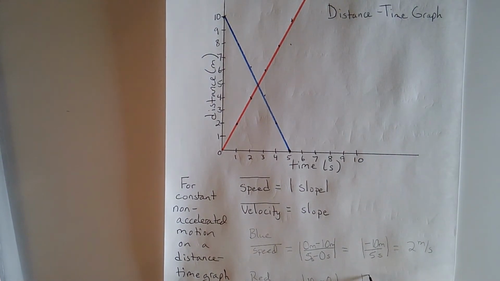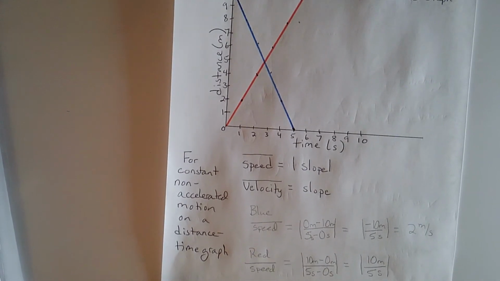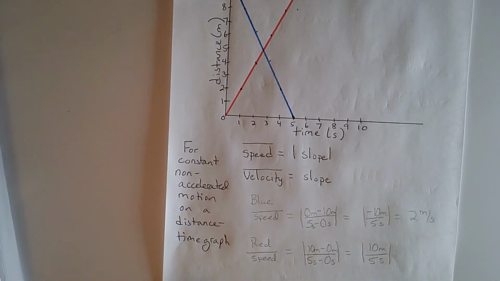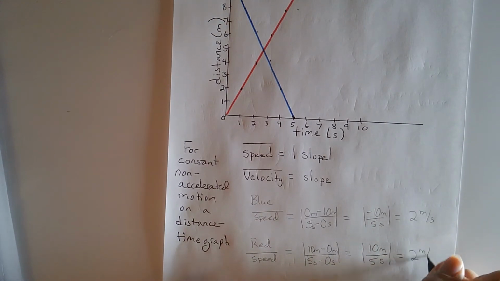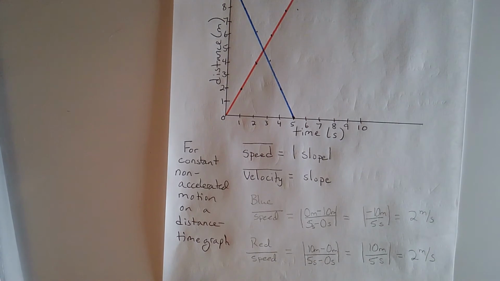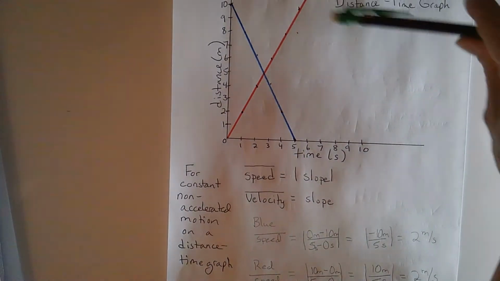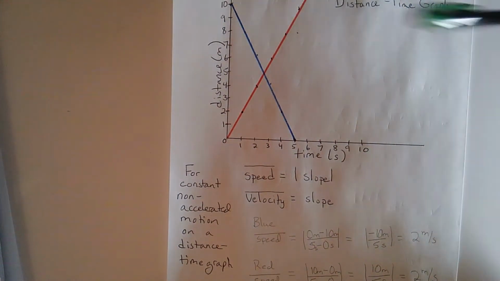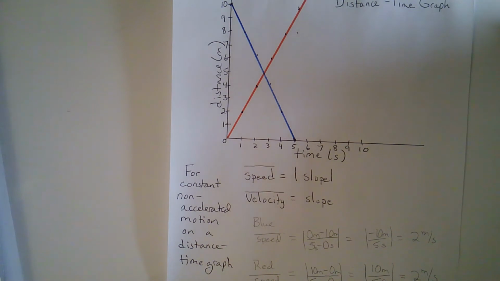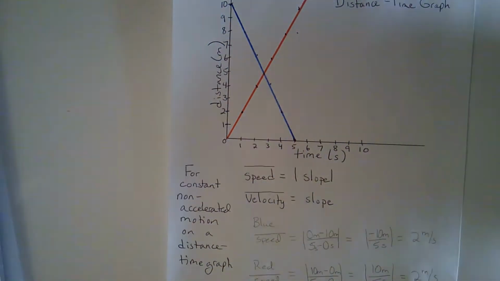So now we have the absolute value of a positive 10 meters over 5 seconds. Well, it's still just going to be 2 meters per second because it's absolute value. So the red and the blue line have the same average speed. It's just that one of them is heading one direction, one of them is heading the other direction. Okay, and if we're looking at just speed, that doesn't really matter because speed doesn't really involve direction, which is why we use absolute value.